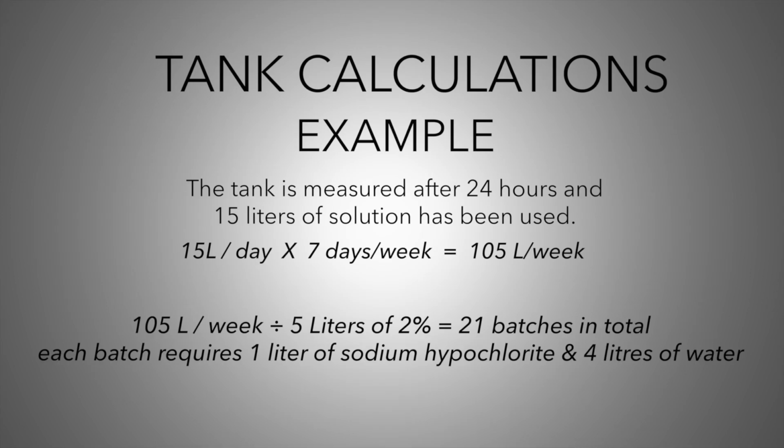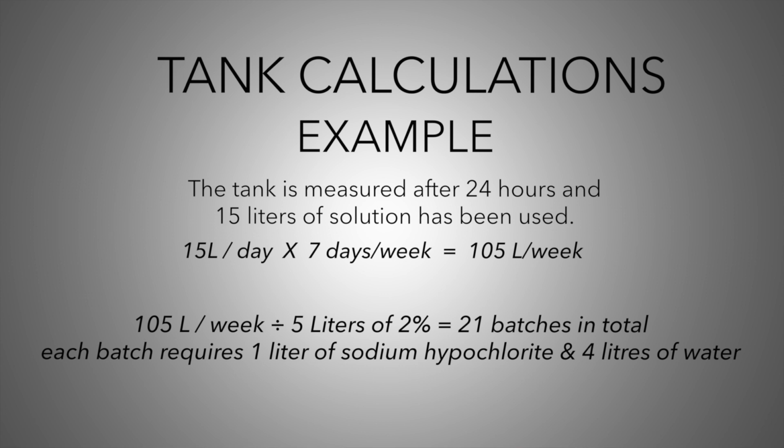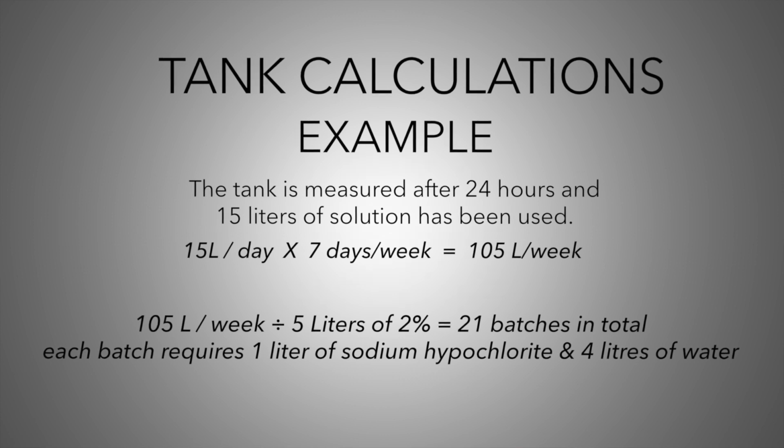For example, a tank is measured after 1 day or 24 hours and 15 liters of solution has been used. This would equal 15 liters per day times 7 days per week, which totals 105 liters per week. Divide the 105 liters per week by 5 liters of 2% solution in each batch as previously described, and we have to add 21 batches in total.